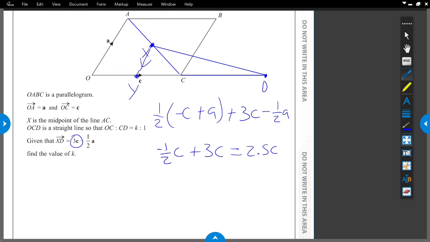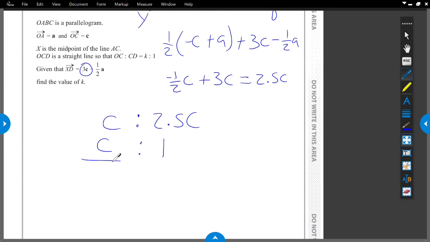So OC, that's equal to C. CD, that was equal to 2.5C. Now to simplify this ratio down so that the value for CD is 1 part within that ratio, we need to divide this by 2.5C. So we also need to divide the other side by 2.5C. C over 2.5C, the C's cancel out. So C divided by C, that's going to give you 1.